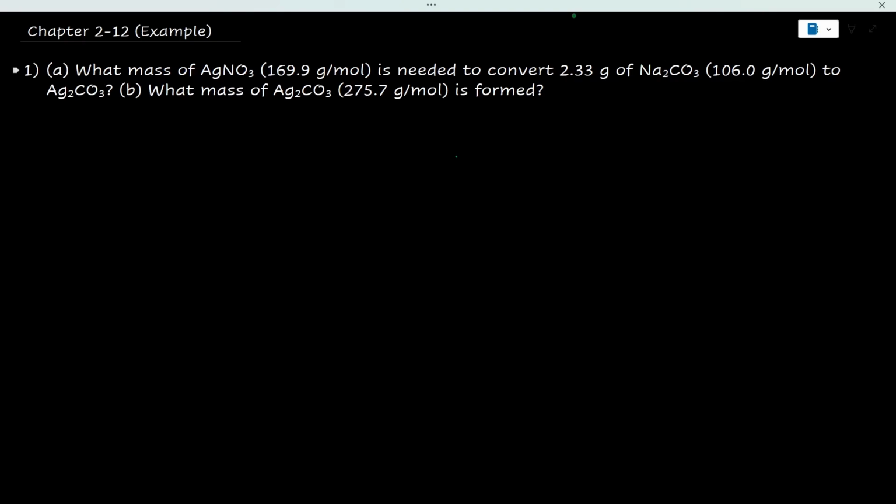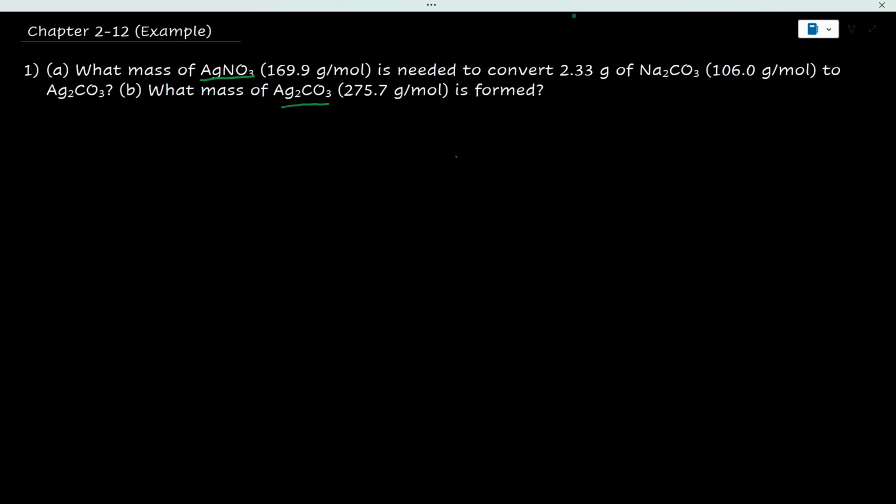What mass of silver nitrate with the molar mass 169.9 grams per mole is needed to convert 2.33 grams of sodium carbonate with a molar mass of 106 grams per mole to silver carbonate? And B, what mass of Ag2CO3, so the silver carbonate, 275.7 grams per mole is formed? Okay. For number one, we're asked the mass of AgNO3. And for B, we're asked for the mass of Ag2CO3. So there are actually two questions from this one problem.